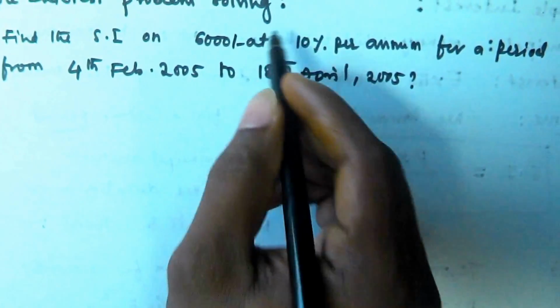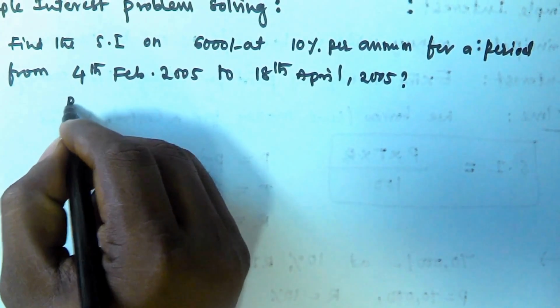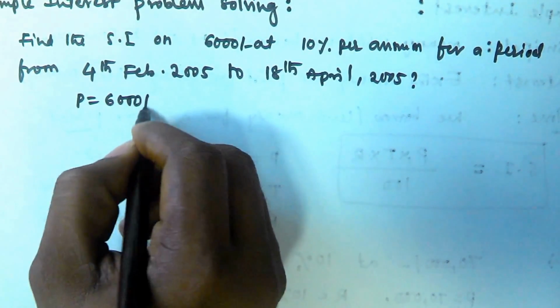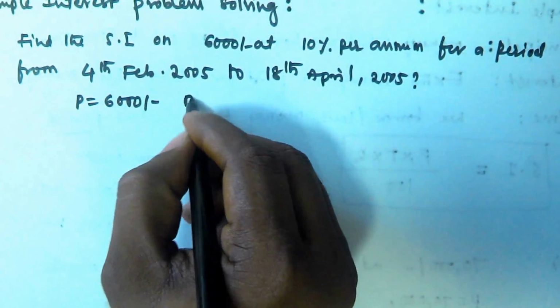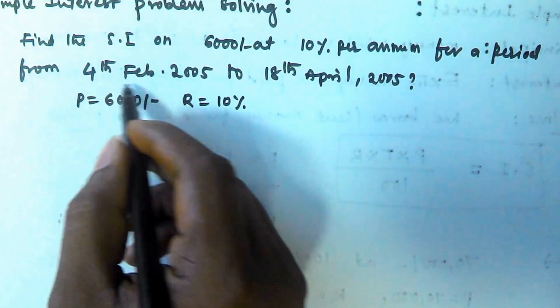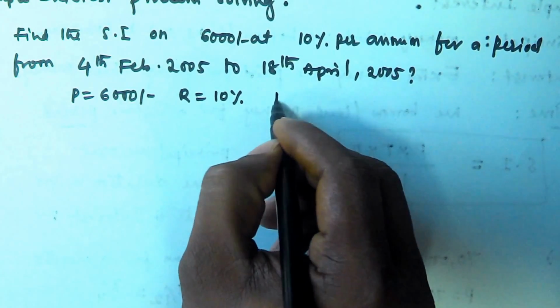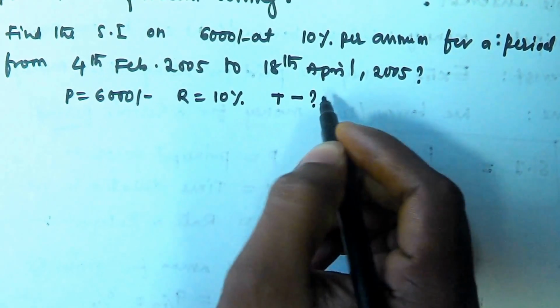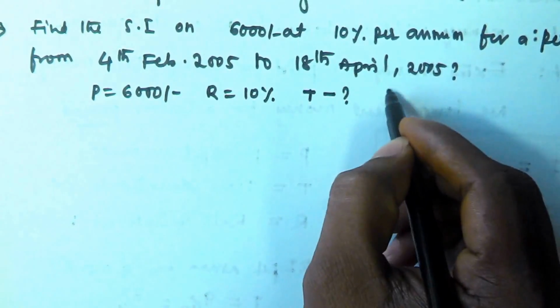Okay, so in the question, find the simple interest on 6,000 rupees. So this is our principal amount, so P is given as 6,000. And 10% is the rate of interest. We have 10% for a period from 4th February to 18th April 2005. So we have to find T in years, and then we have to find the simple interest after that.